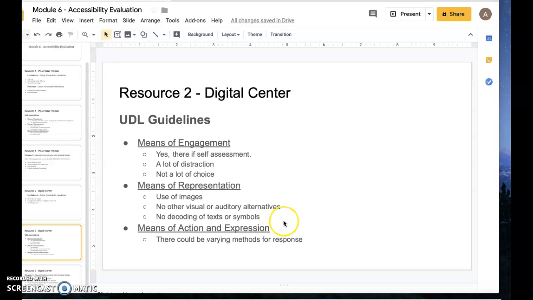For means of action and expression, I thought there could be varying methods for response if students were verbally going to say it or do it on a smartboard, do it on their individual digitally. I thought there could be different ways, even if students were just going to be on a webcam and kind of write the answer down on their own whiteboard and show the teacher.